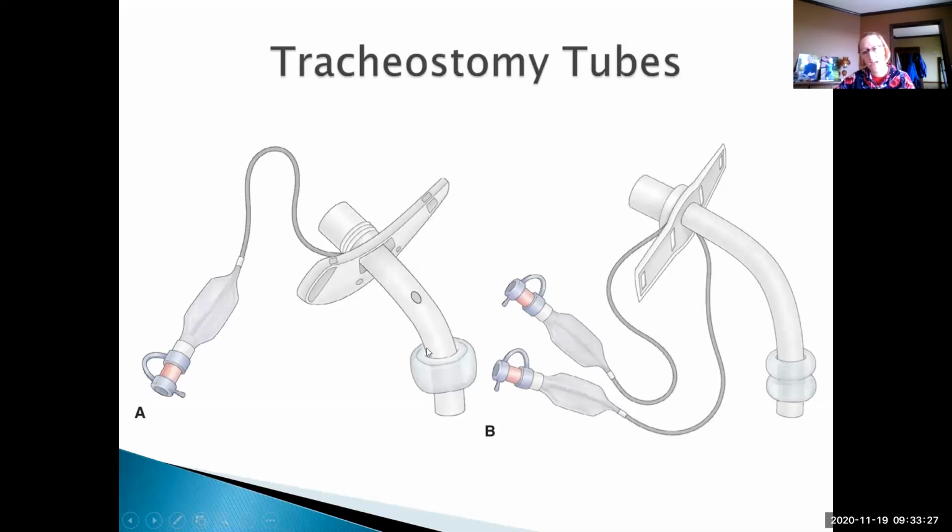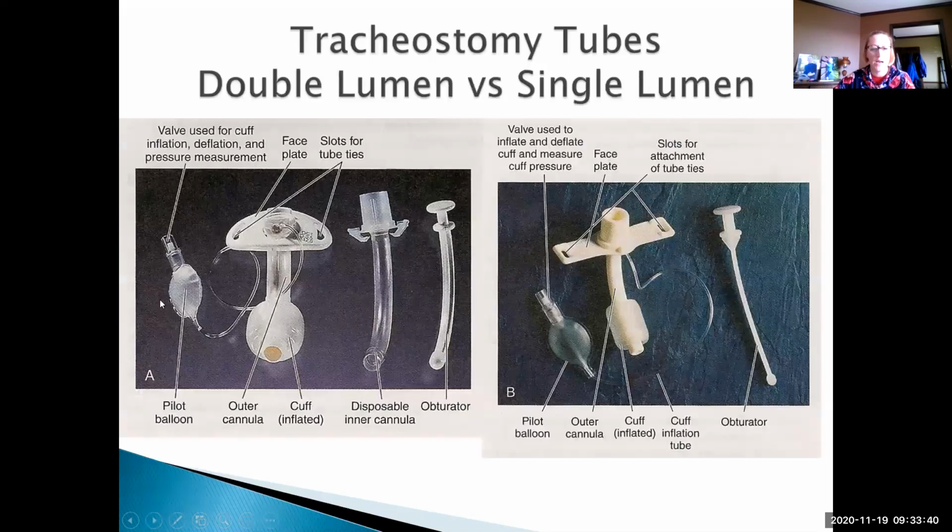So here's a couple different types. This is your most common. You don't see the ones with both cuffs very often. This is our most common, like our Shileys are pretty common trachs. And then again, here's the cuff with the pilot balloon, the disposable inner cannula, and the obturator. So the obturator is basically your stylet. When a patient gets an ET tube, there's a stylet in the tube that then gets removed. That's what your obturator is with your trachs.